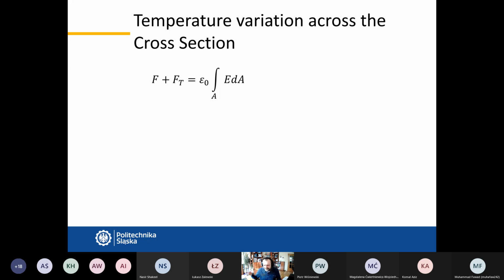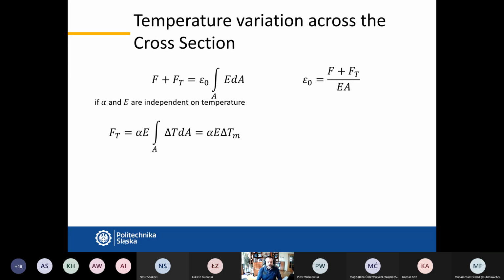Sorry, epsilon 0 is constant, the same in each location across the height. So we have an integral of E. Usually it is constant. So E times epsilon 0, the total strain of the material of the bar, is the mechanical force plus thermal force divided by the axial rigidity of the material, so E times A, Young's modulus times cross-sectional area.